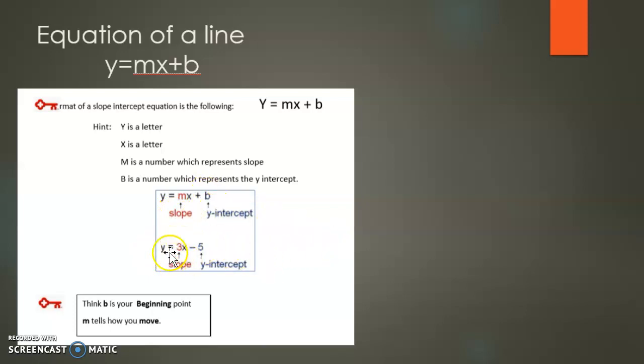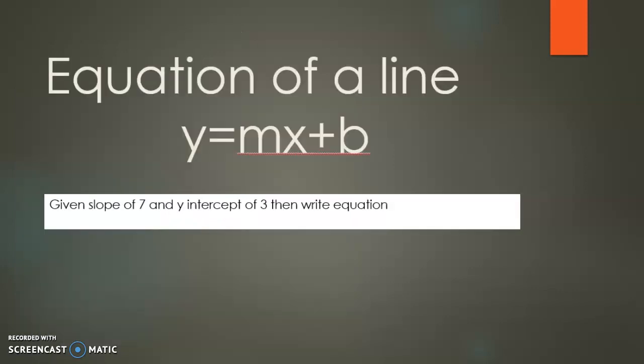So if you were given y equals 3x minus 5, you would know that the slope was 3 and the y-intercept is negative 5. In the exercises to follow, they are going to say slope is 3, y-intercept is negative 5. Please write the equation. When you're graphing that, the b stands for, think of it as your beginning point, and m tells you how you move.